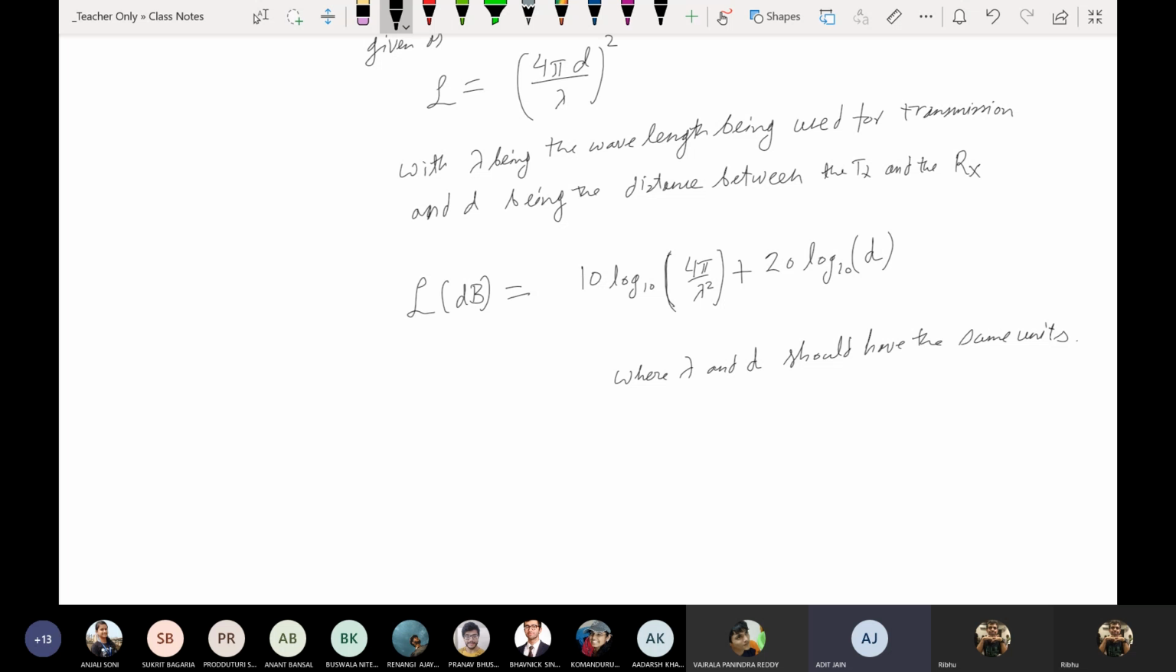Okay, great. Also, it is conventional to measure transmission line losses in terms of decibels per kilometer. You can also approximate it like that. Sir, shouldn't there be a square on 4 pi as well? Oh yeah, so rather I would write this.